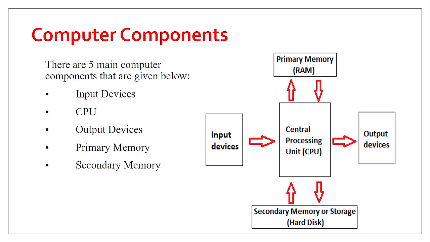Now we need to understand what these arrows actually mean. For example, when you are entering data into a computer, it's normally stored within a temporary location. This temporary location is also referred to as the primary memory, or what we refer to as the RAM, random access memory.